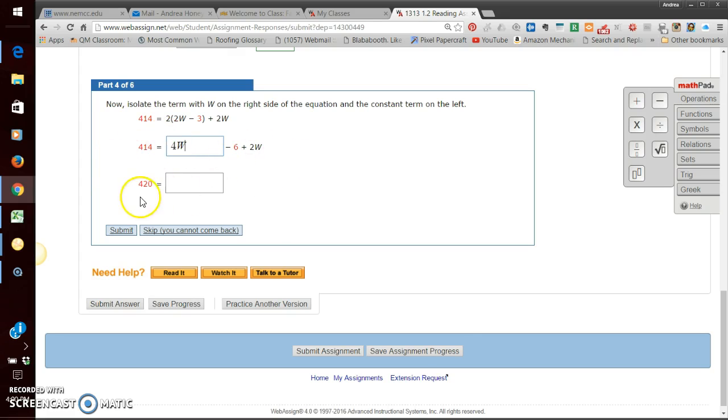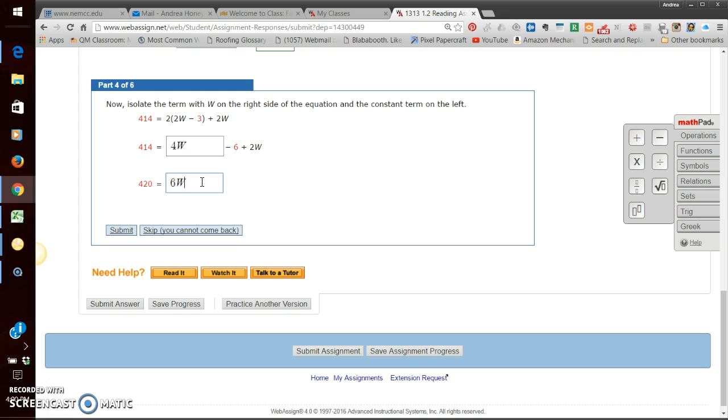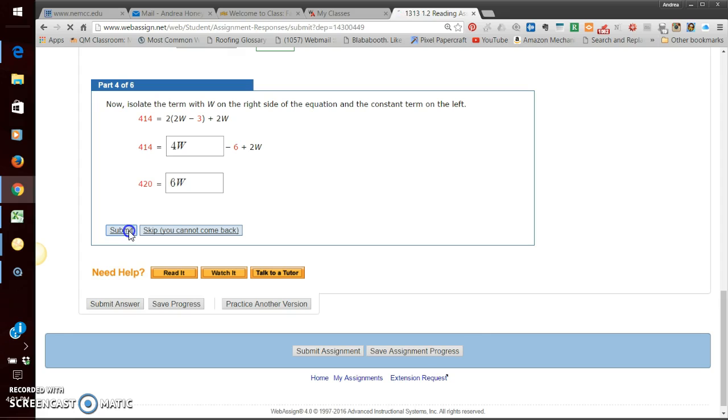And in between this step and this step, notice what's different. They have taken the 6 and added it to both sides. So what we need to do is to combine those 2W terms to give us 6W. And again, make sure you're typing a capital W. We're almost done. We've got 2 more parts left.